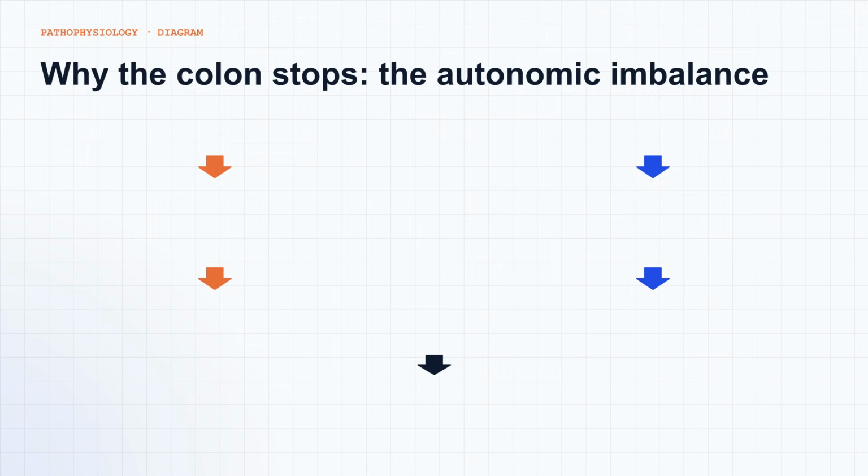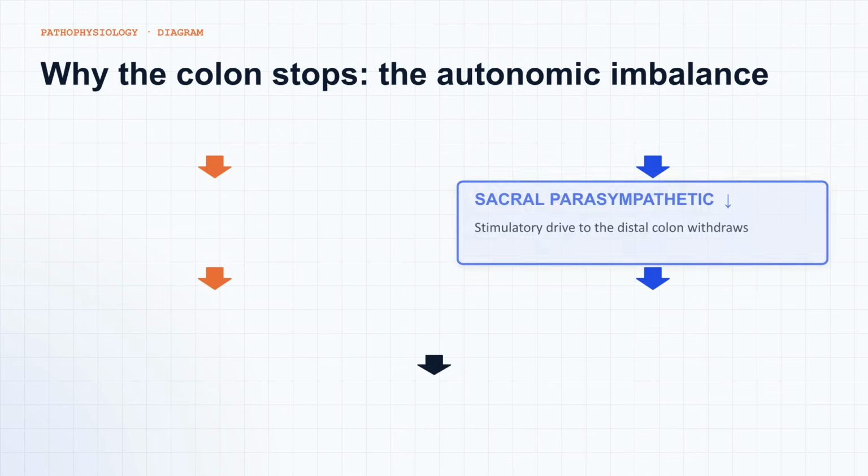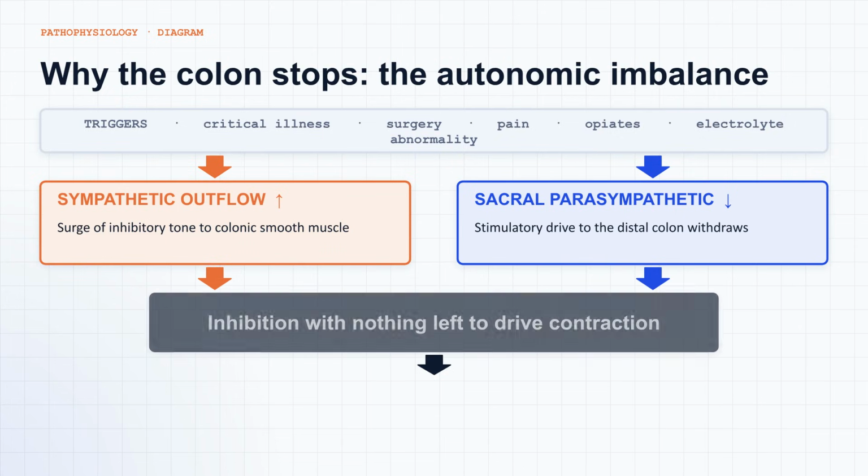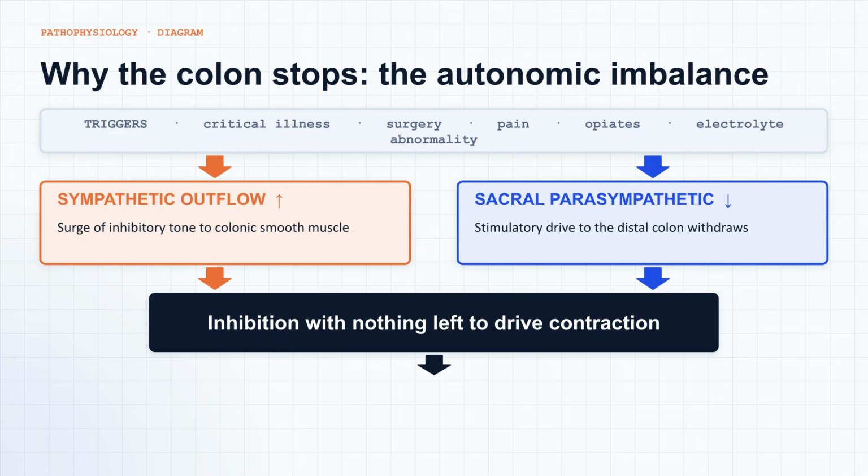Here's why the colon stops. Normal colonic motility depends on a balance. Parasympathetic input from the sacral nerves drives contraction. Sympathetic input inhibits it. Follow the left side of the diagram. Critical illness, surgery, pain, and opiates drive a surge of sympathetic output. Now follow the right side. The same insults suppress sacral parasympathetic tone to the distal colon. Put those together, and you get inhibition with nothing left to drive contraction. The colon goes flaccid and fills with gas.